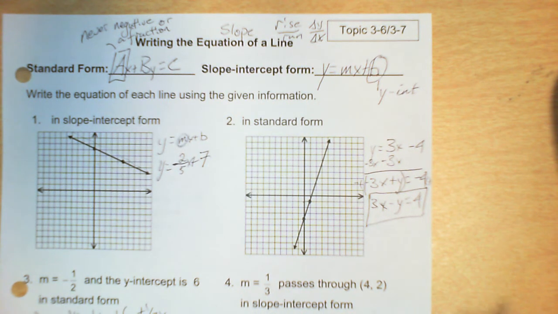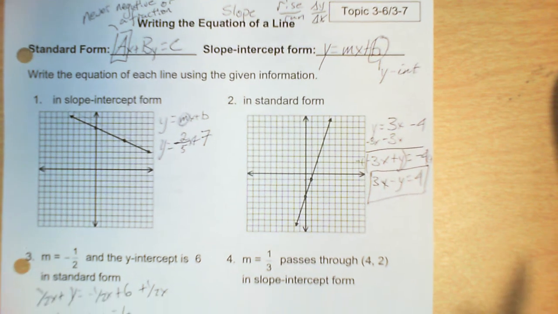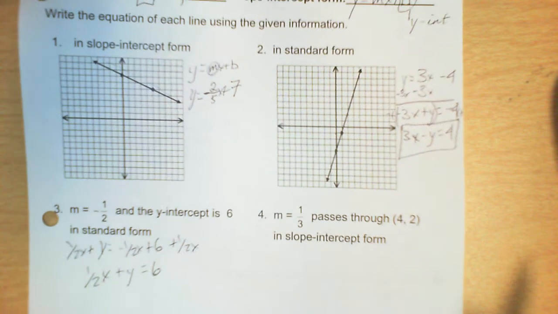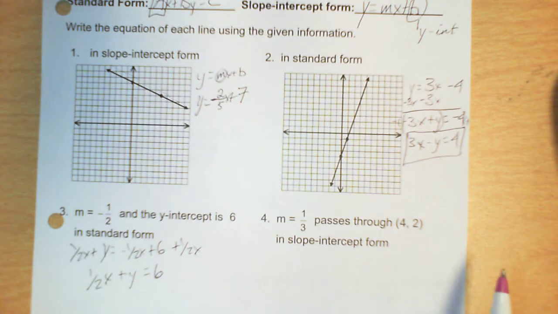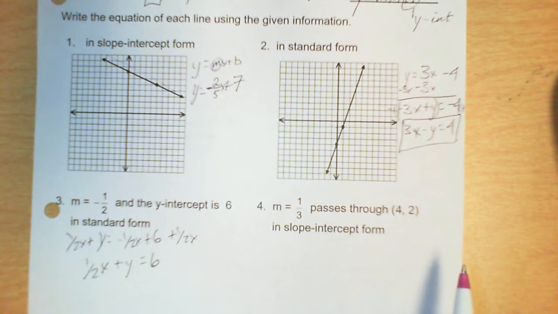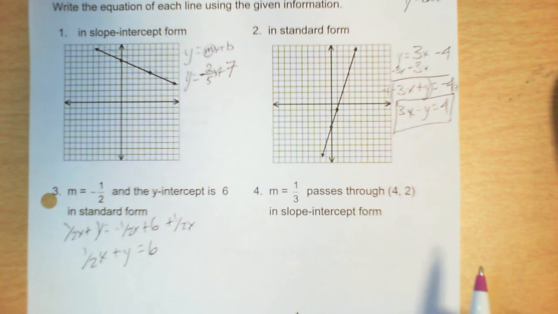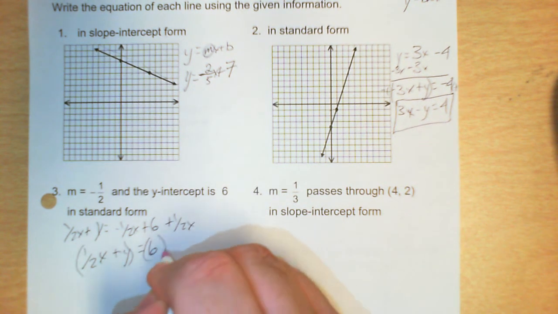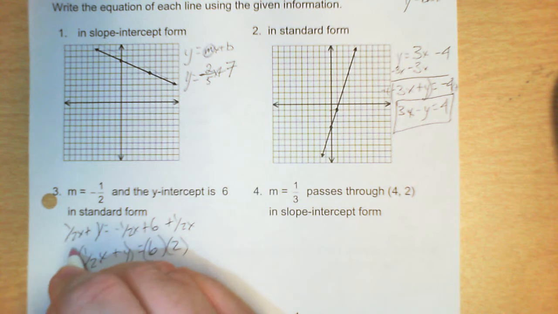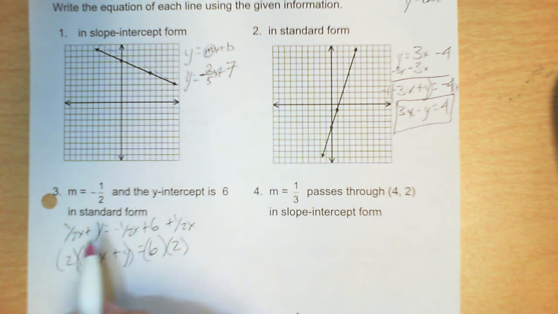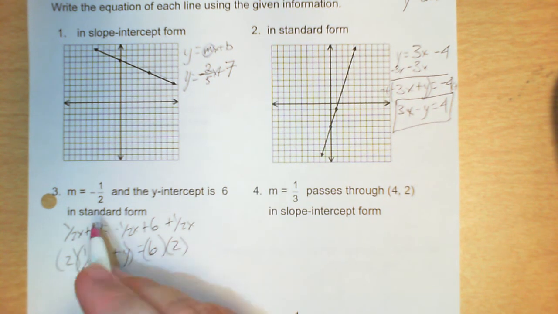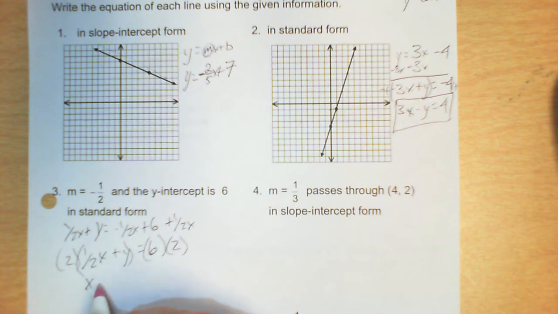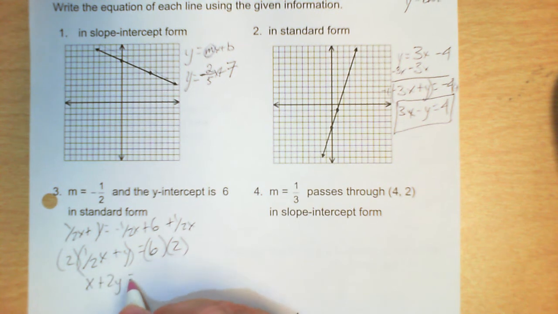Am I done yet? No, because it's in fractions. Right. Because it's a fraction, so I've got to change that. Multiply both sides by 2. Distribute my 2 through. 2 times 1/2 is 1, so I just have x plus 2y equals 12.